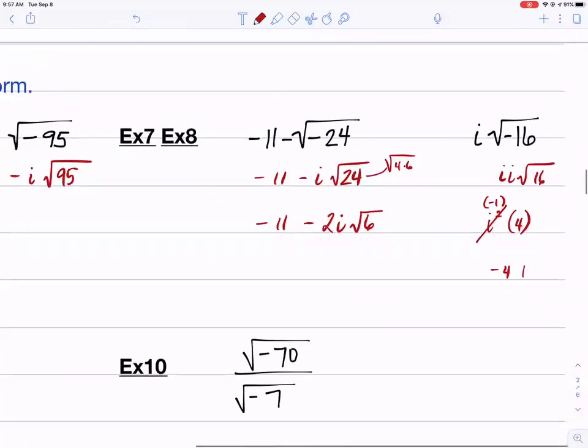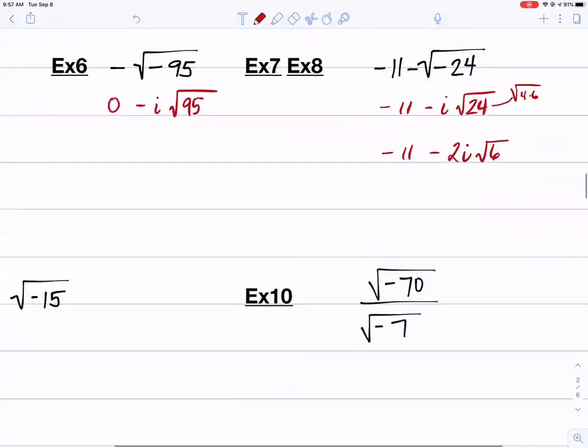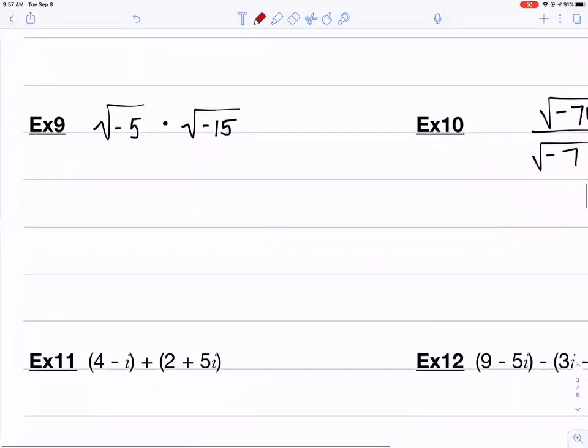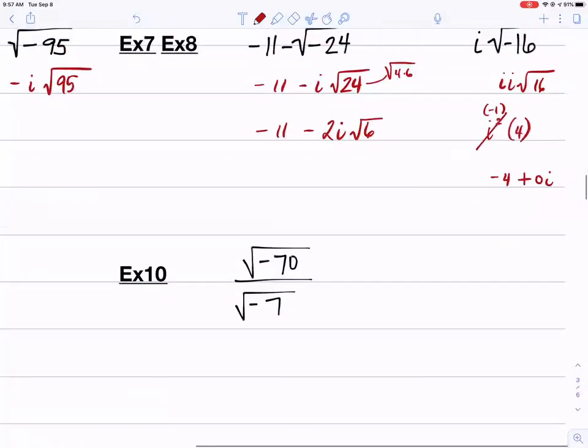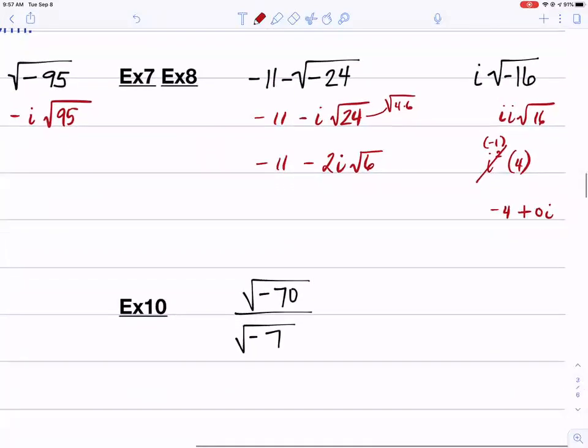So that one would be plus 0i in standard form. To be honest, when there's a 0, but is that right? That's -4. When there's a 0 for either the a part or the b part, I'm fine with you just giving the other piece.